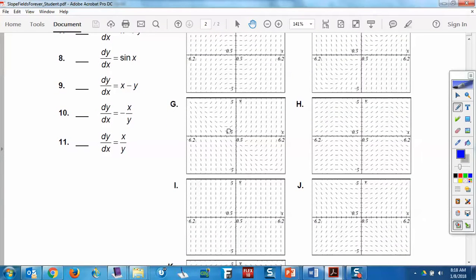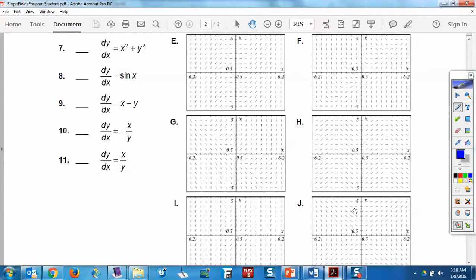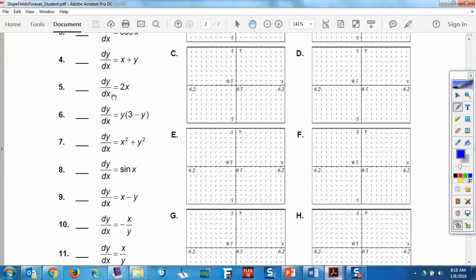J? I don't think you can be J. It's G. I'm looking at the y-axis. When x is 0, the y would have to be getting bigger and bigger, so it would have to be getting steeper and steeper, which this one is. I think it's G. Okay, 5.